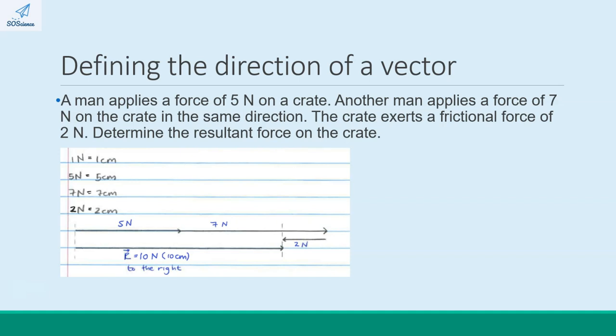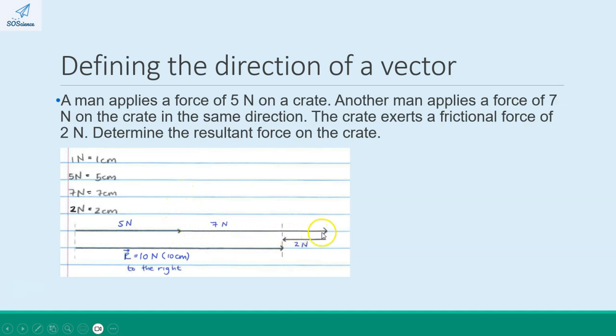Now, the first thing I'm going to do is pick a scale. I've said that 1 newton is 1 centimeter, meaning that the 5 Newton force will be represented by 5 centimeters, 7 newtons by 7 centimeters, and 2 newtons by 2 centimeters. I'm going to start with my 5 Newton force. I have chosen the direction that the men apply to the crate to be to the right. So I have 5 newtons to the right, represented by a 5 centimeter line.